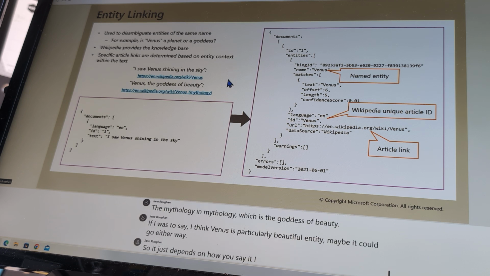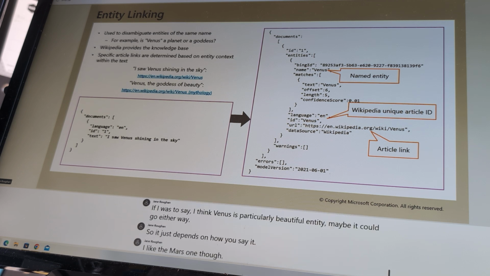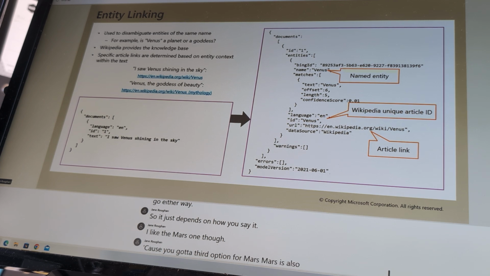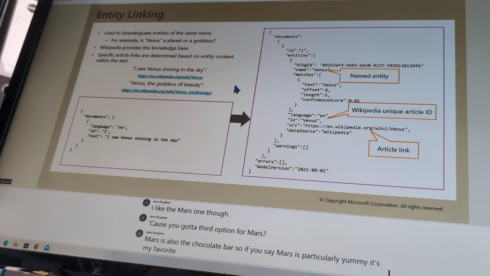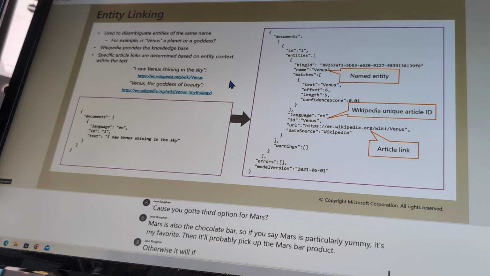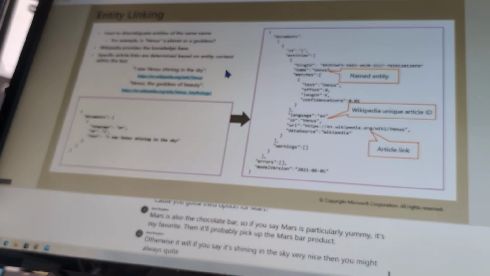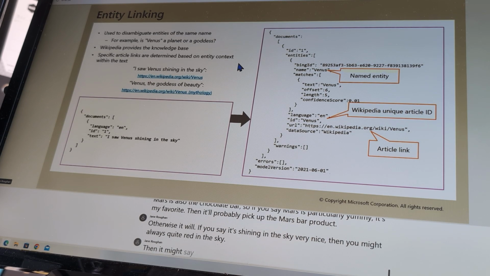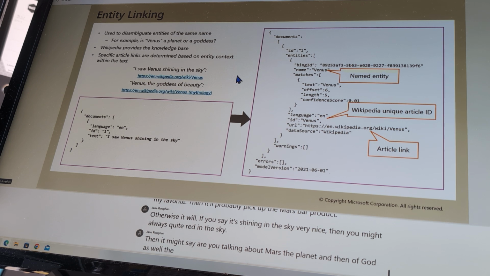I like the Mars one though, because you've got a third option for Mars. Mars is also the chocolate bar. So if you say Mars is particularly yummy, it's my favorite, then it'll probably pick up the Mars bar product. Otherwise, if you say it's shining in the sky, very nice, or it's quite red in the sky, then it might say you're talking about Mars, the planet, and then Mars the god as well, the strong god. If you say Mars is very strong, then it would lean towards using that.